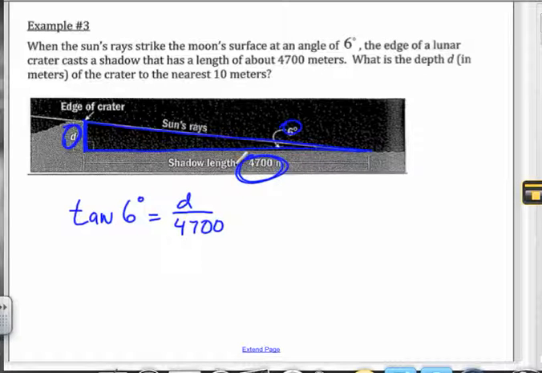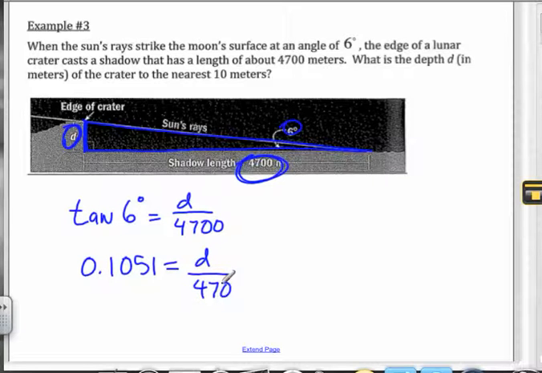Teddy, we have a calculator. What does the tangent of 6 degrees equal? That equals, to 4 places, 0.1051. And that equals D over 4,700. Nice, Teddy. Now, I just need to get D by itself, so it'll tell me what D equals, right?